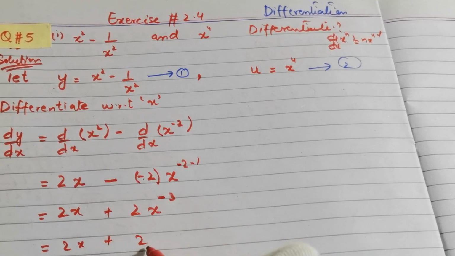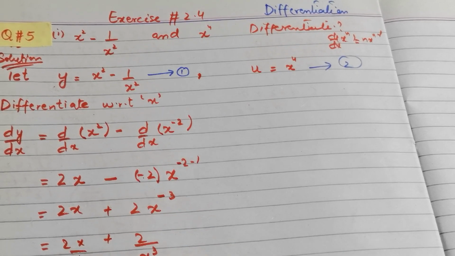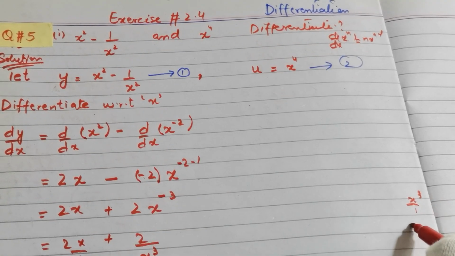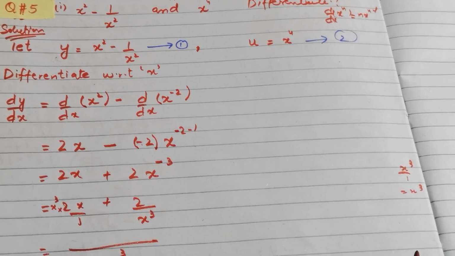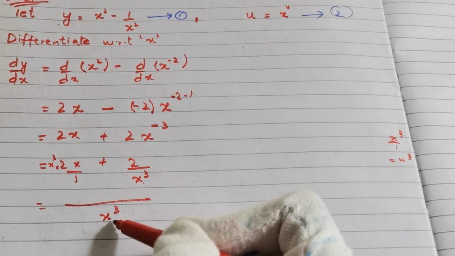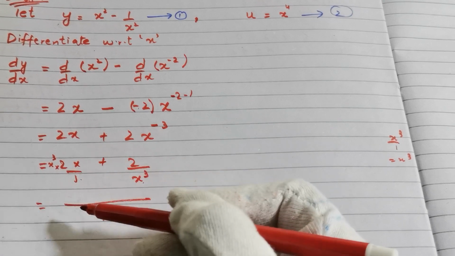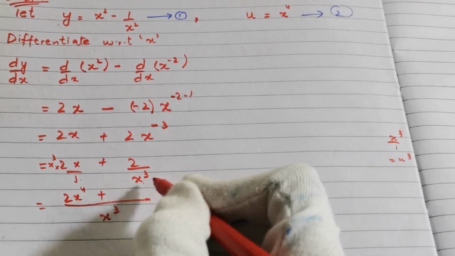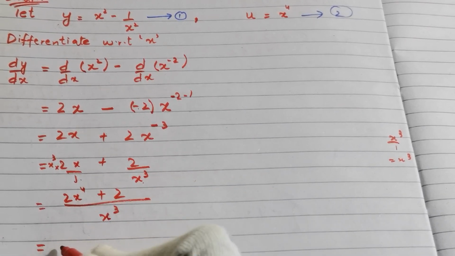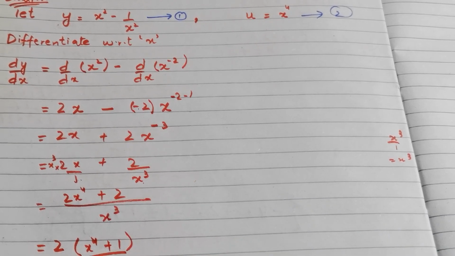2x plus, we'll take x cube in the denominator. Now we'll take LCM. LCM is x cube. X cube is divided by 1. What it gives? X cube. So multiply by x cube. This is our LCM, x cube. Denominator is divided by denominator, and the answer gets multiplied by numerator. 2x into x^4 gives 2x^4 plus 2. So we'll take 2 common. 2 times x^4 plus 1 divided by x cube.